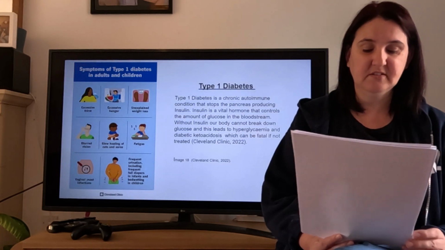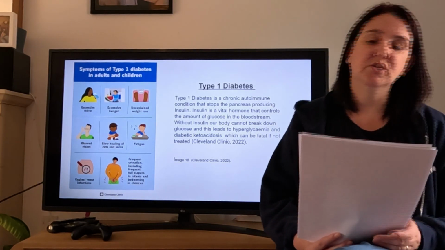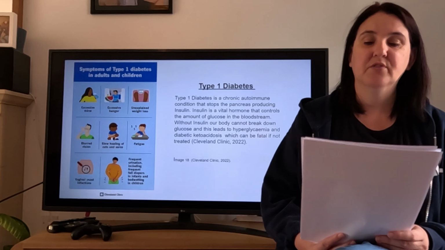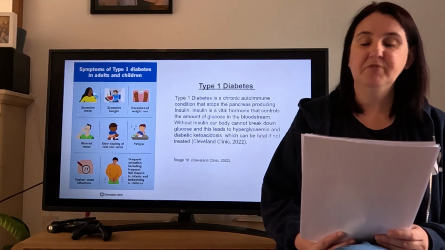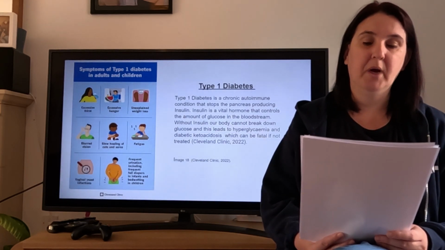Symptoms include excessive thirst, weight loss, fatigue, blurred vision, increased urination, and bedwetting in children. Diagnosis is achieved through testing blood sugar levels in people who present with symptoms. Treatment for type 1 diabetes is long-term insulin, either through injection or a pump.